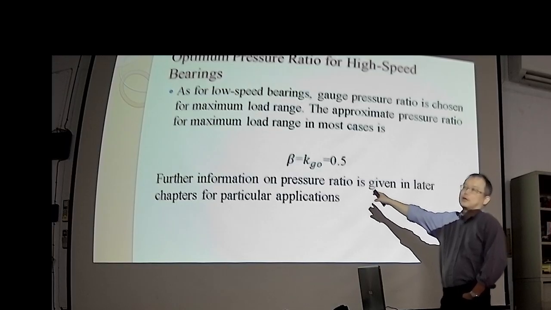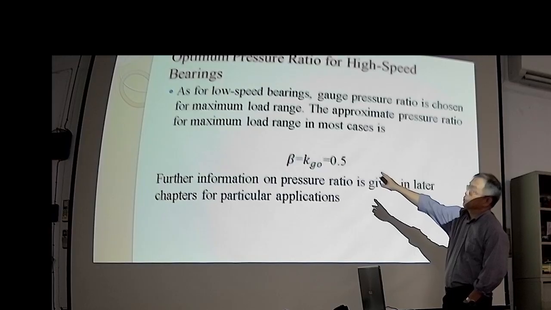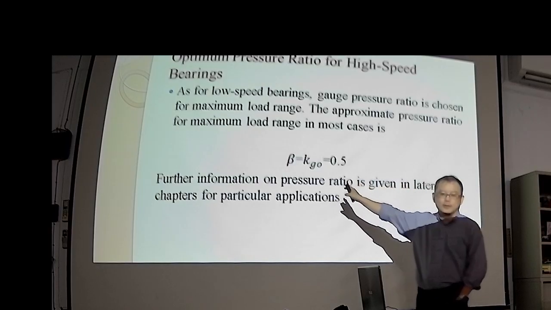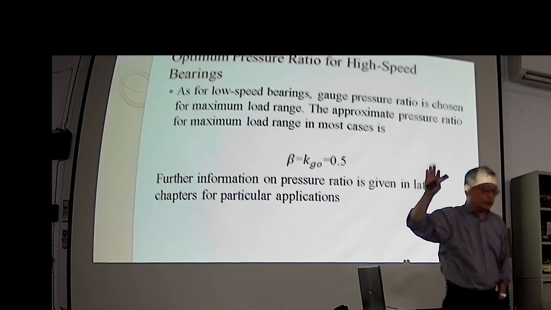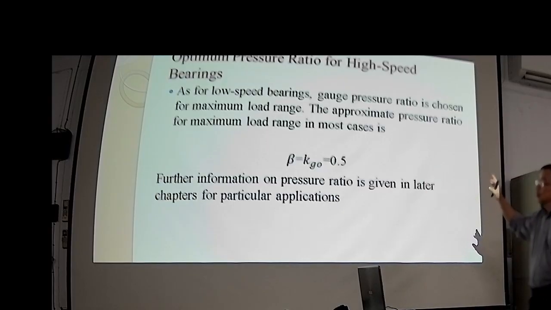So this is the result from the previous study for the hydrostatic bearing. So if you have pressure ratio equal to 0.5, normally you can result in the optimum or maximum load capacity for the bearing.